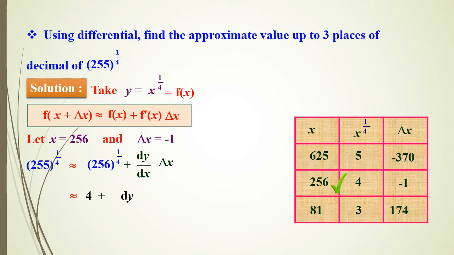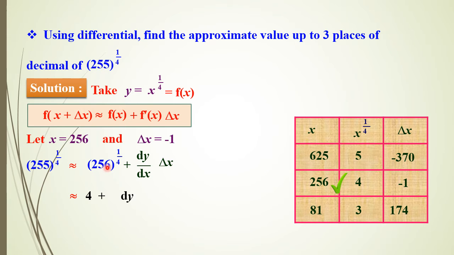Therefore, for 255, it can be written as x equal to 256 and delta x equal to -1. In 256, after subtracting 1, we get back the original term 255. But 255 is not a fourth root; 256 is the fourth root of a number. So x equal to 256 and delta x equal to -1. And next, this is the standard formula used here to find the approximate value of the fourth root of 255.